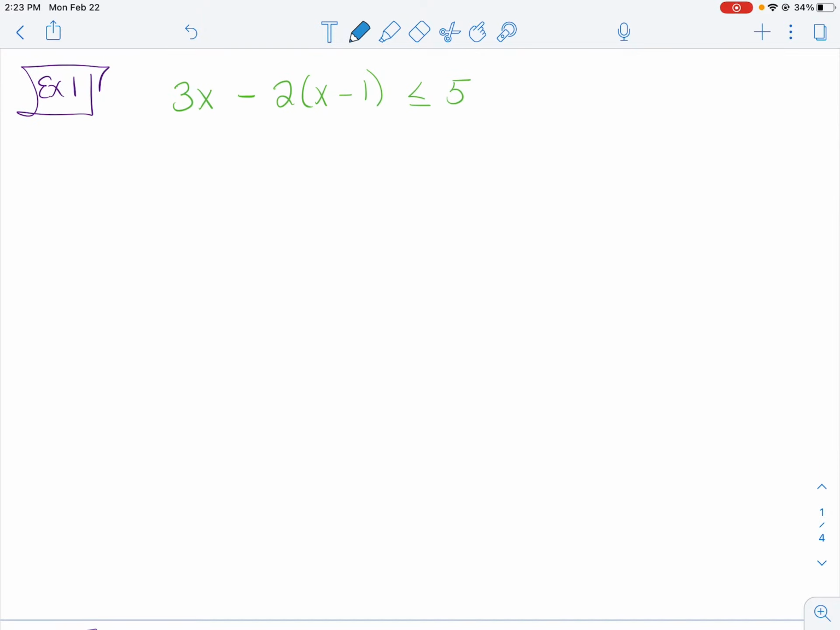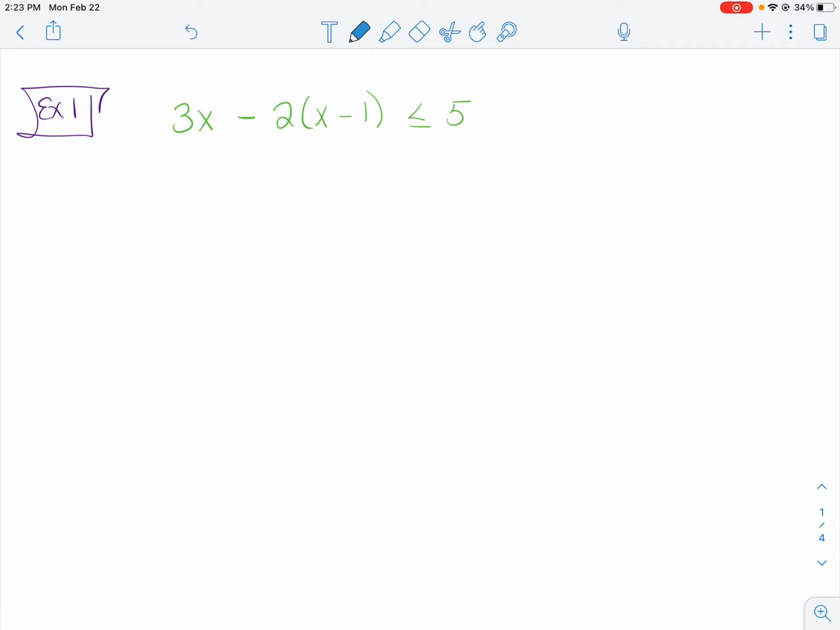So you want to follow all the same steps you would follow as if you were solving an equation. And then when we get down to the end, we'll talk about the couple of things we have to be careful of. So my first step is to clear the grouping. So clear the parentheses by distributing. So 3x minus 2x, and then negative 2 times negative 1 is positive 2. So when you distribute, remember taking that whole piece with it, is less than or equal to 5.